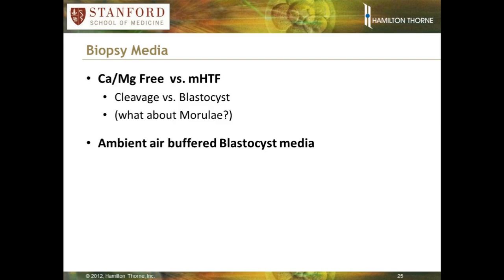I think for any vendors or media makers out there, I would make a shout out for ambient air buffered blastocyst media. It just makes sense to me that if you could biopsy an embryo in a medium that is osmotically and oncotically more similar to the media that the embryo has been sitting in for the last couple of days, it may be beneficial, although I have no direct evidence or data to prove that. If I could have the next slide, please.